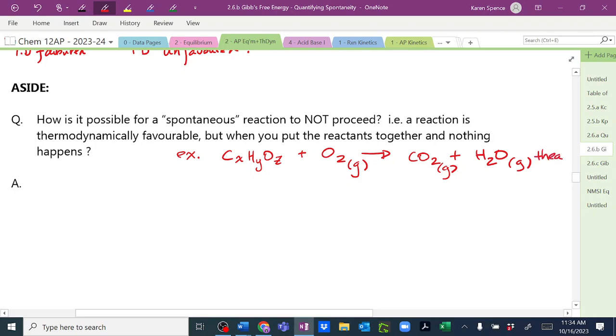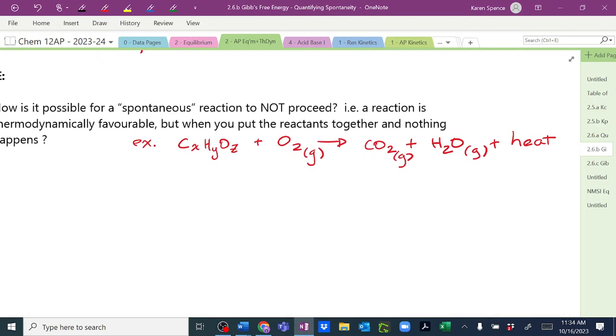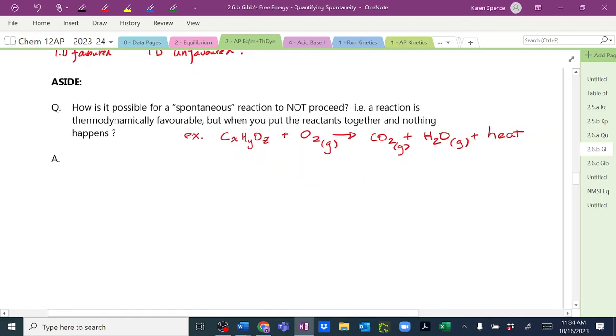So this is burning. Yes? So there's burning, and you can see you end up with more gas molecules. And we produce heat.